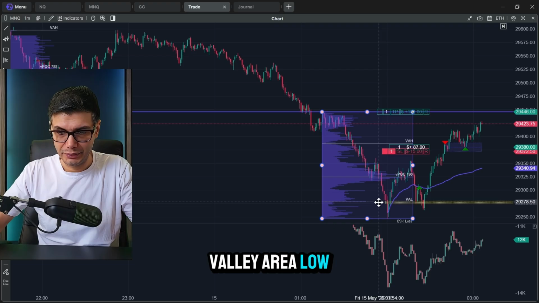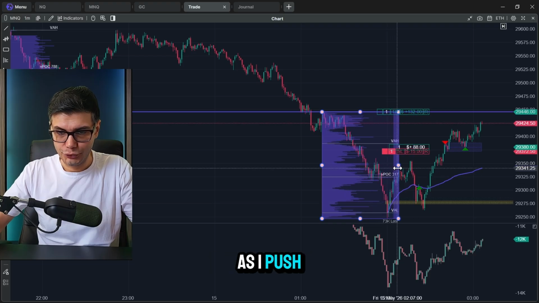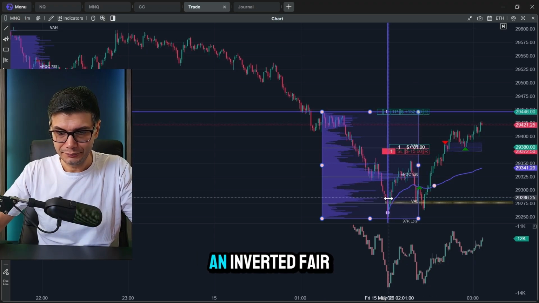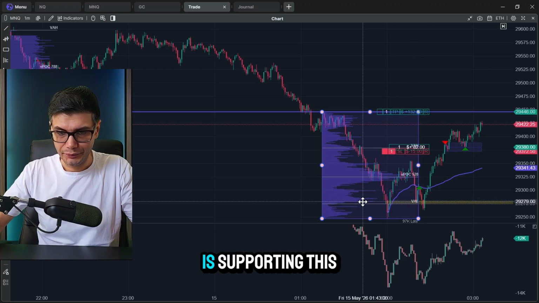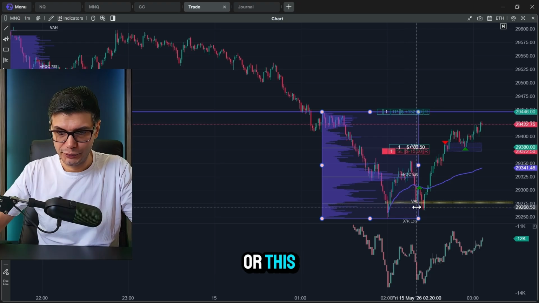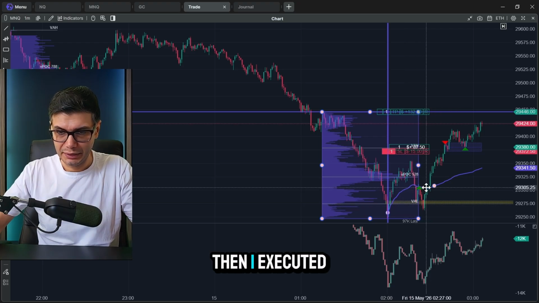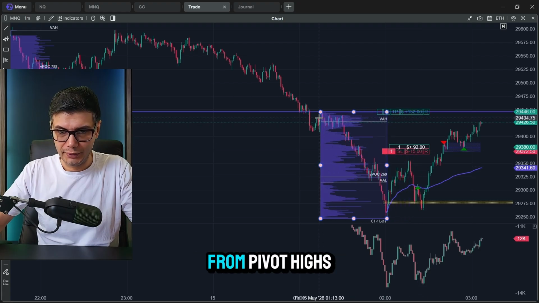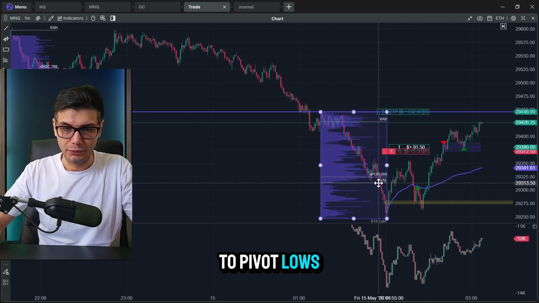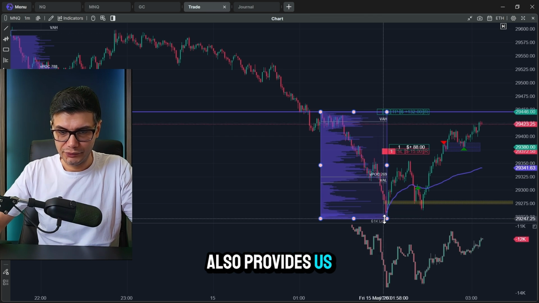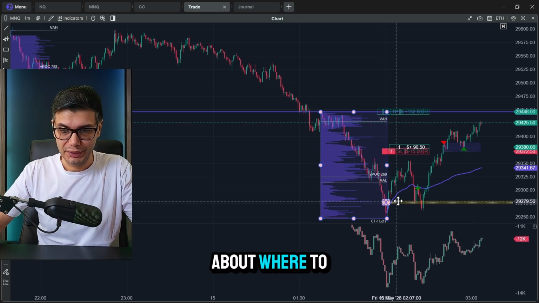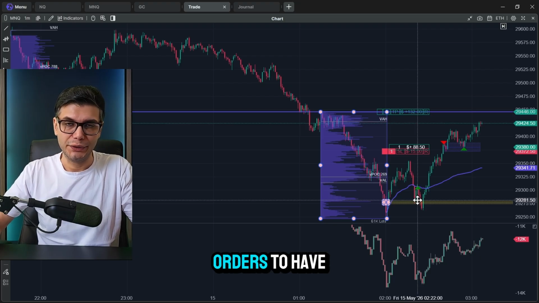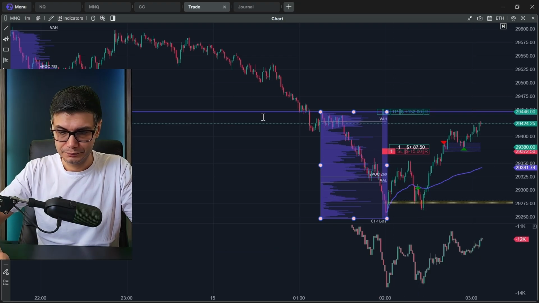Since the point of control is staying there, that means they are accumulating, and the value area low, look at the value area low. As I push the volume profile forward, the value area low, look at that. Value area low is supporting this fair value gap or this price range, and then I executed one micro contract in this portion. Volume profile from pivot highs to pivot lows also provides us valuable information about where to enter or where to set our pending orders to have a minimum risk.